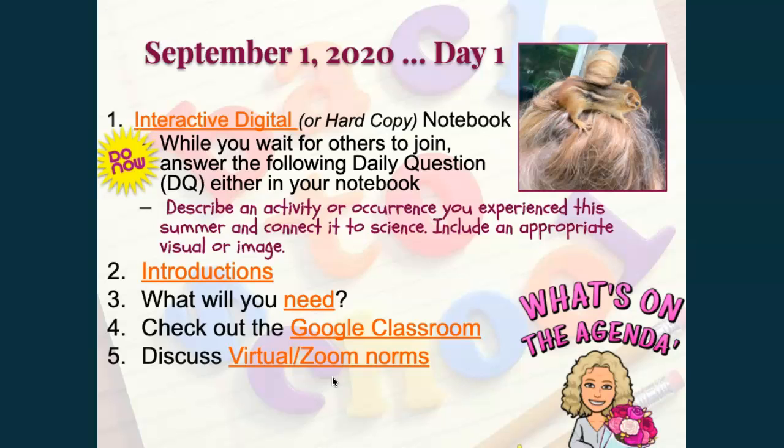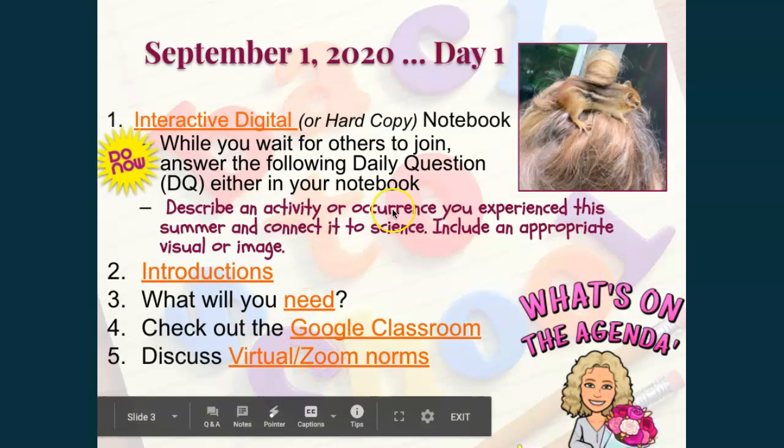To start off, we're going to have an interactive notebook that we use the whole year. It can either be digital, and I've provided you a copy, I'll show you in a second, or it will be hard copy, a spiral bound notebook, and you can record your information there and then just take pictures. So we're going to launch the notebook from our Google Classroom.